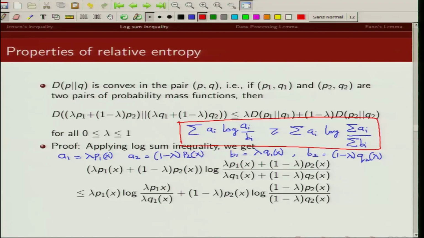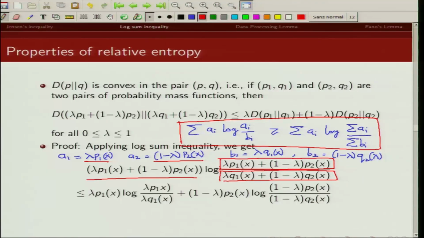Okay. Then according to the log sum inequality, summation ai log of summation ai by summation bi is less than or equal to summation of ai log of ai by bi. So what is summation ai? This is this plus this, so this is this quantity. So log of summation ai is this quantity. And what is summation bi? B1 is lambda Q1x and B2 is 1 minus lambda Q2x. So this is my summation bi.